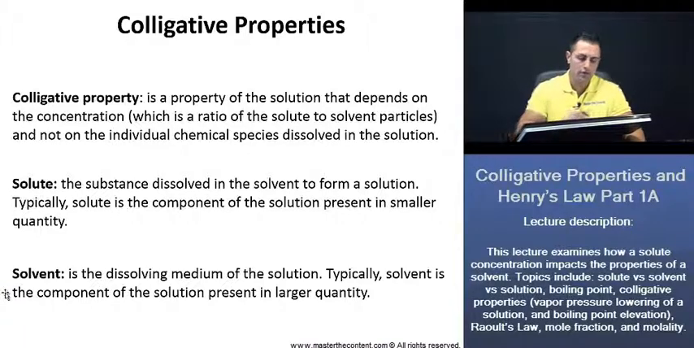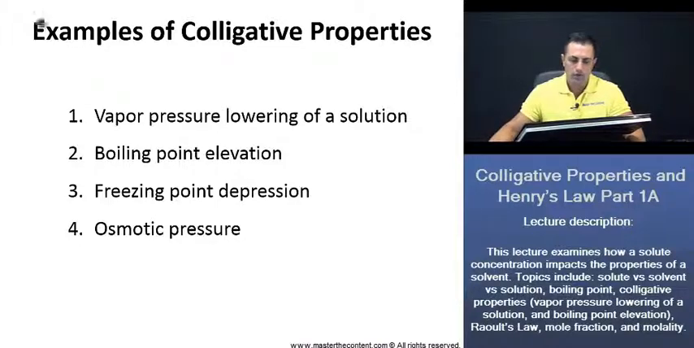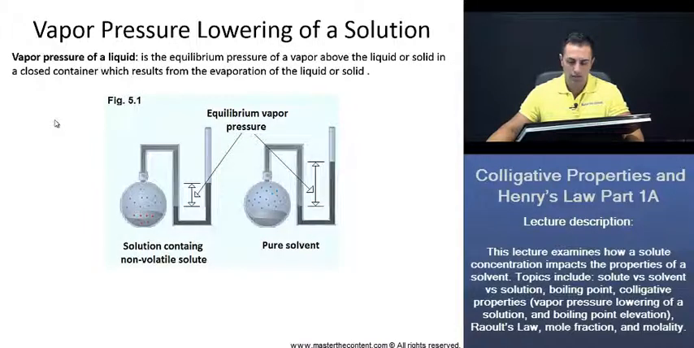Now, let's move to our next slide, and we can elaborate a little bit more. Examples of colligative properties. Here, we're going to first generalize, and then we'll talk about each specific colligative property on the coming slides. Beginning here, the vapor pressure lowering of a solution, boiling point elevation, freezing point depression, and osmotic pressure. Thus, the amount of solute that is present in the solvent, in the solution, impacts all of these properties. Great. Now, let's begin first with the vapor pressure lowering of a solution.